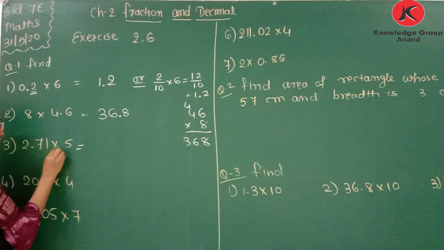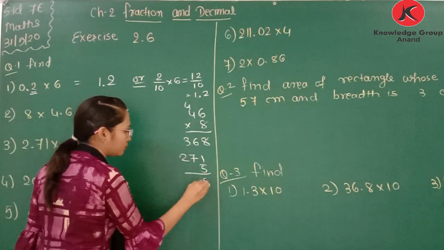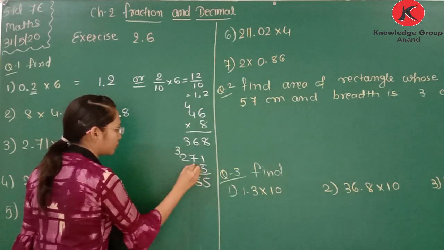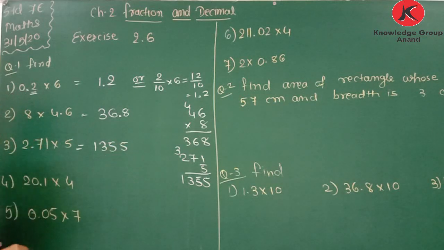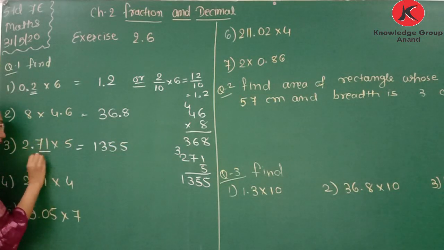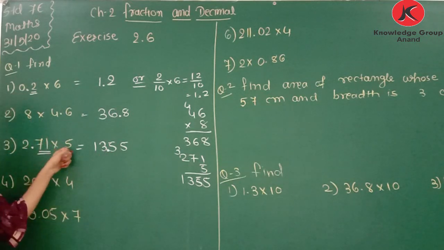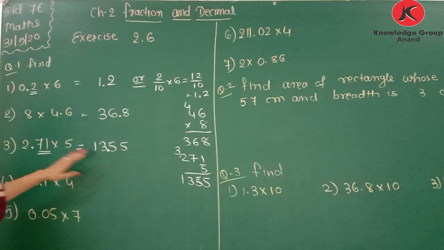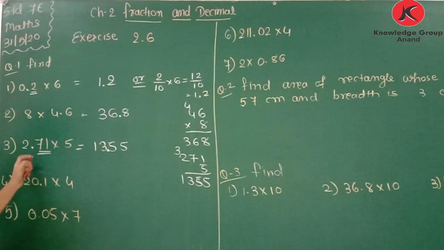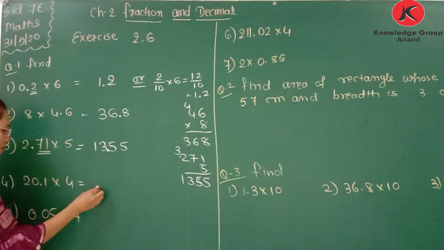Now 271 multiply 5, multiply this. 271 multiply 5, it is 1355. Now where will be the decimal point? How many digits are after the decimal point? 2. So in the answer it is also 2 digits. Why? Because here no decimal point is there, so total is 2. It is 13.55. Otherwise you can write 271 divided by 100 multiply 5. Clear?